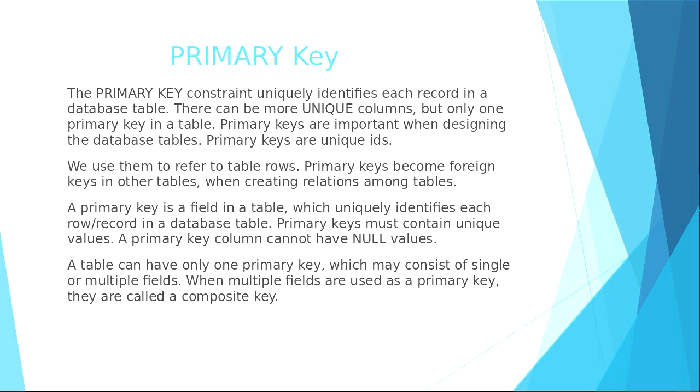The primary key constraint uniquely identifies each record in your table. Each table can only have one primary key constraint, but you can have a composite primary key where you have two columns that count towards the primary key.